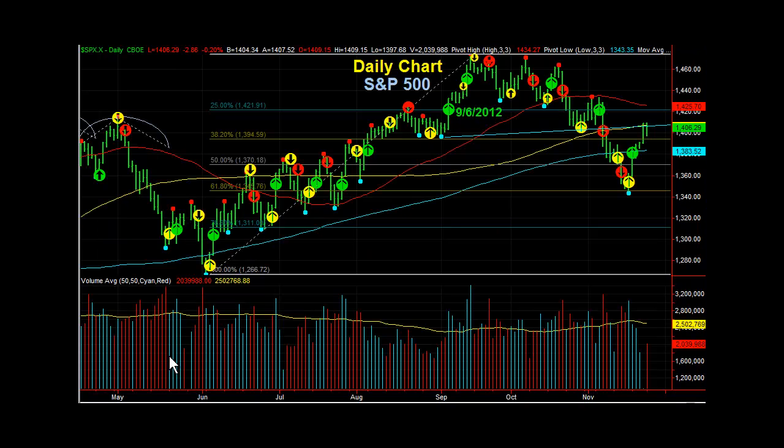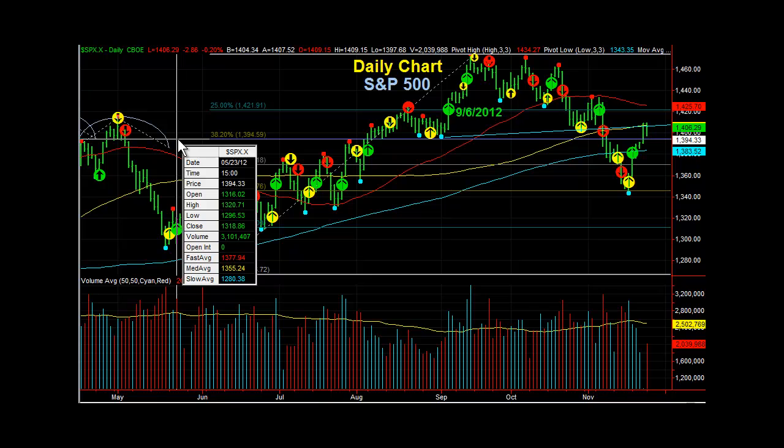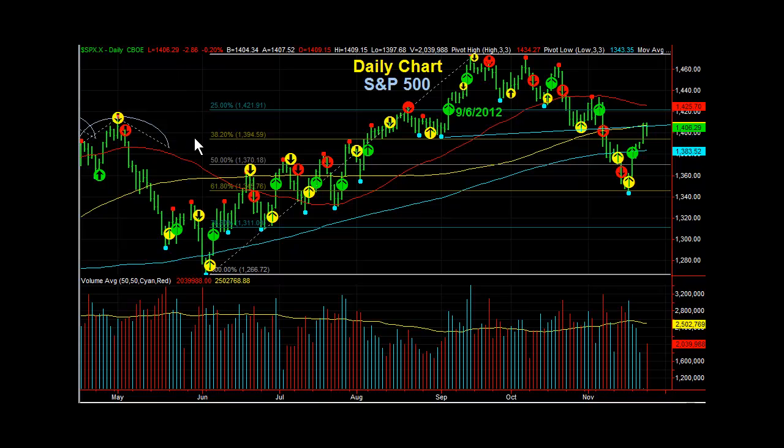Here's the S&P 500, the daily time frame, which we call the medium-term time frame. Now from the low back in June to the high in September, we've got our Fibonacci levels. And in the past 2 days we broke back above the 382 retracement. So we're very close to getting back to a 25% retracement level from the June low to the high here in September.